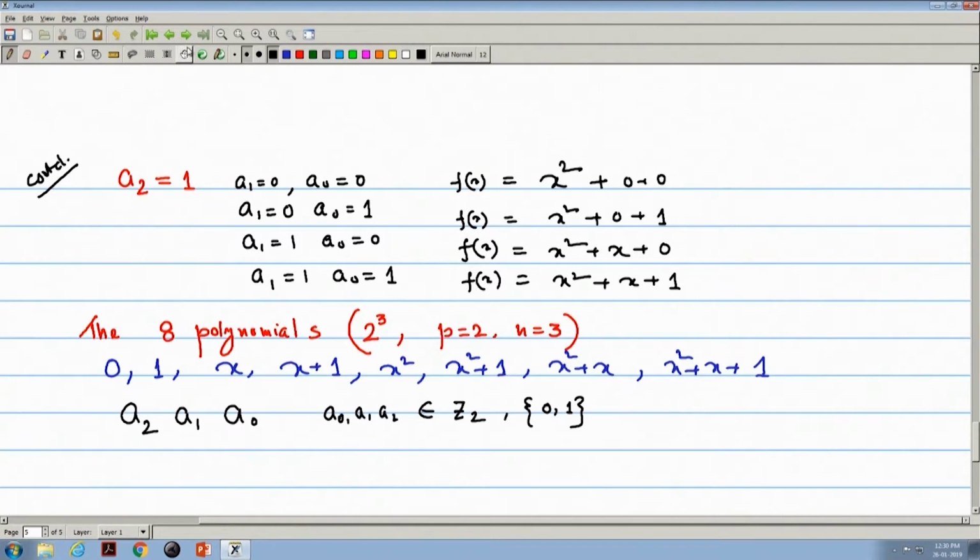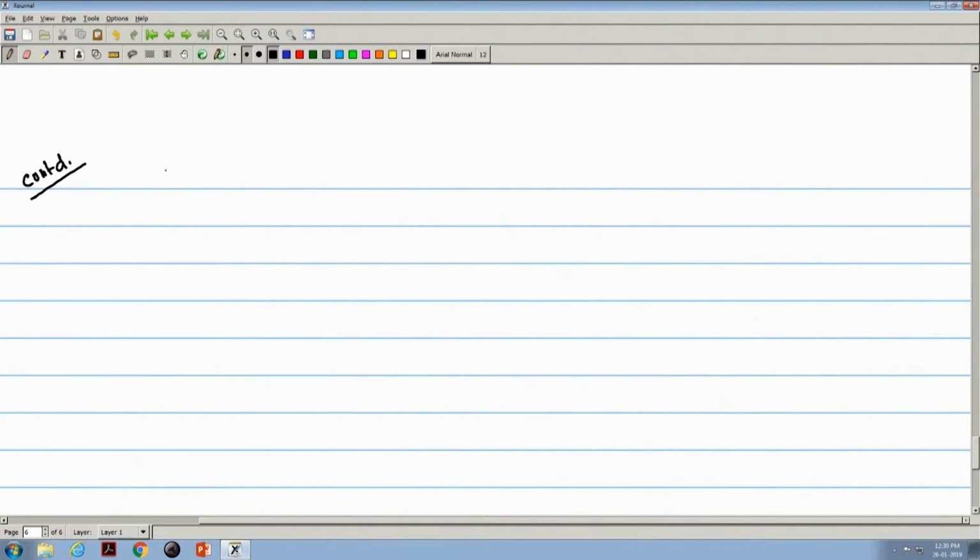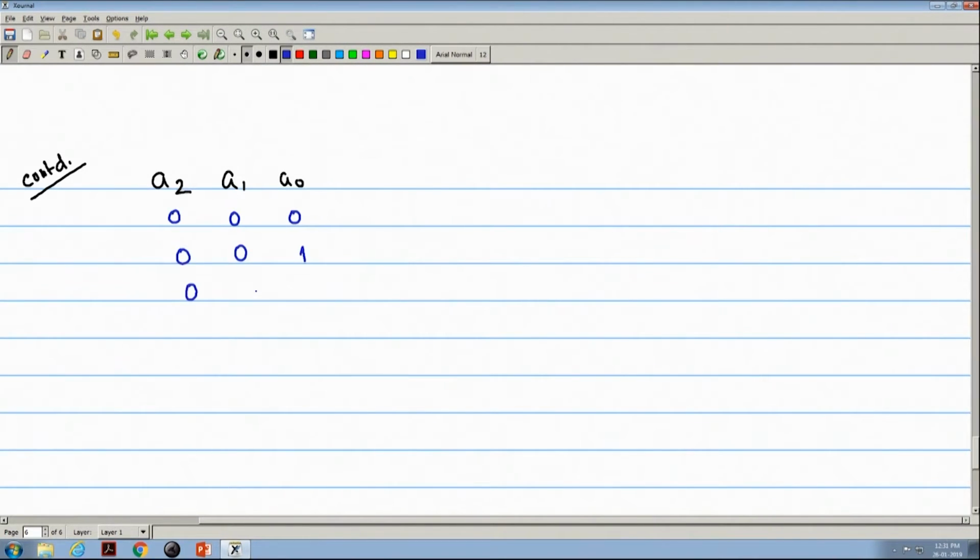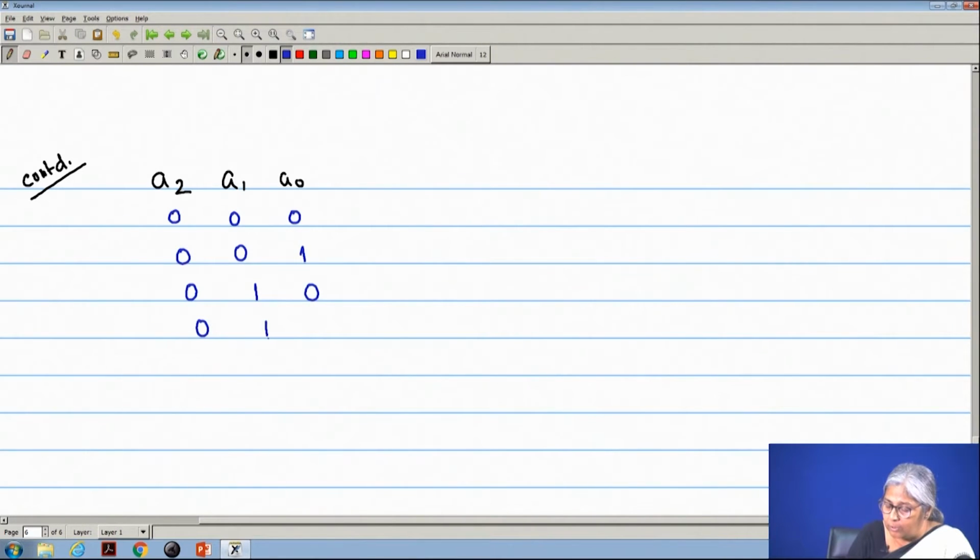So, if I continue on the next page, if I write all possible values of a2, a1, a0, we give the values 0 0 0, 0 0 1, 0 1 0, 0 1 1, 1 0 0, 1 0 1, 1 1 0, 1 1 1.